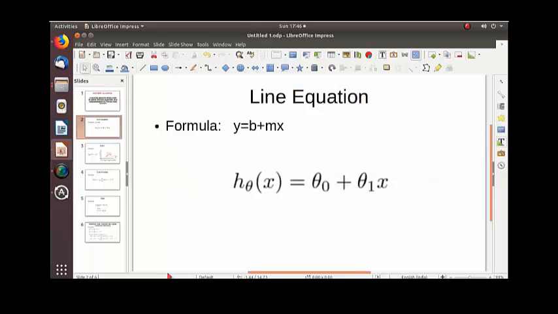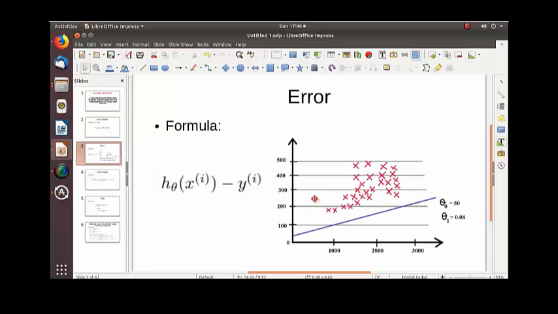This is our basic line equation, y equal to b plus mx, where b is the intercept and m is the slope of the line. I represent this equation by h of x equal to theta 0 plus theta 1 x. To start this algorithm, we need to assume theta 0 and theta 1 randomly. Any point that comes to your mind, you can choose. Here theta 0 is 50 and theta 1 is 0.06.